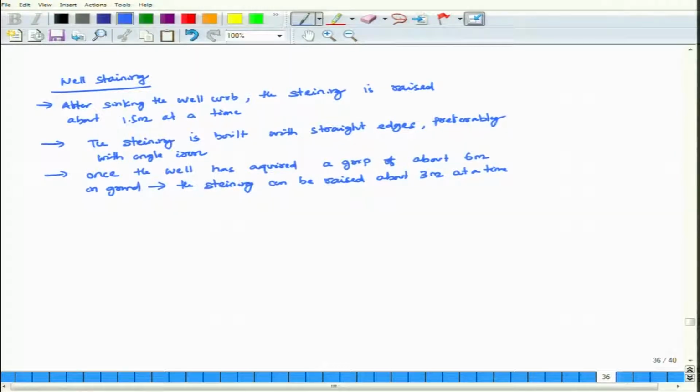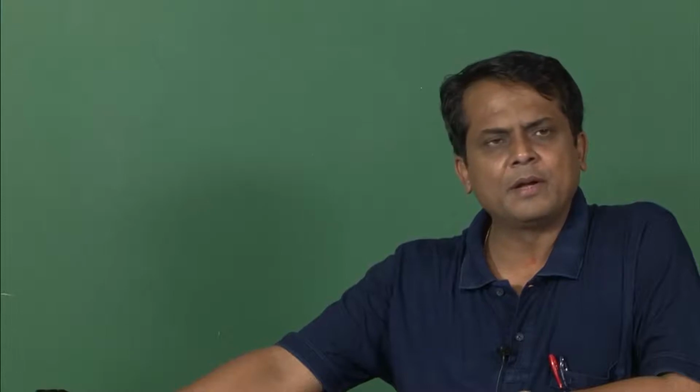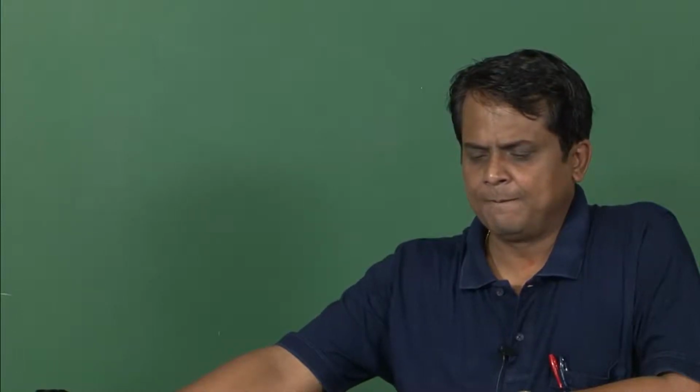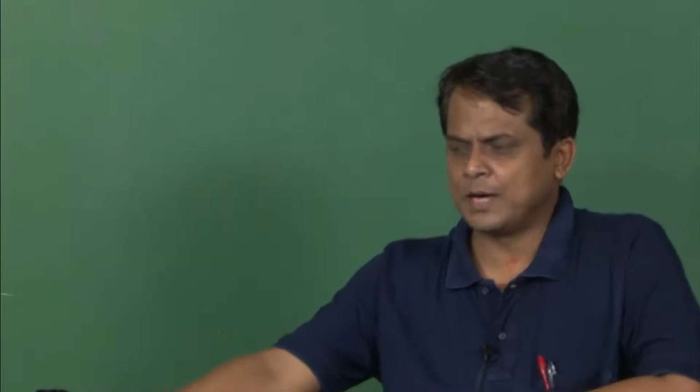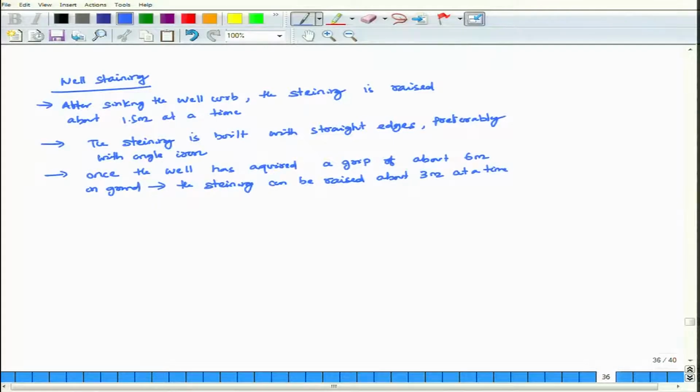Well steining means particularly that initially you start at 1.5 meter at a time, then you try to put it as a straight edge. Once you start with a straight edge and achieve 6 meter inside the ground, then the steining will be raised about 3 meter at a time.